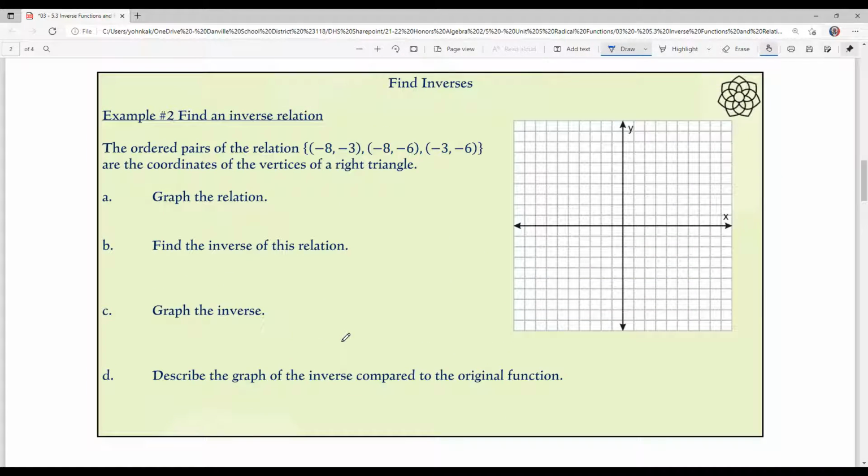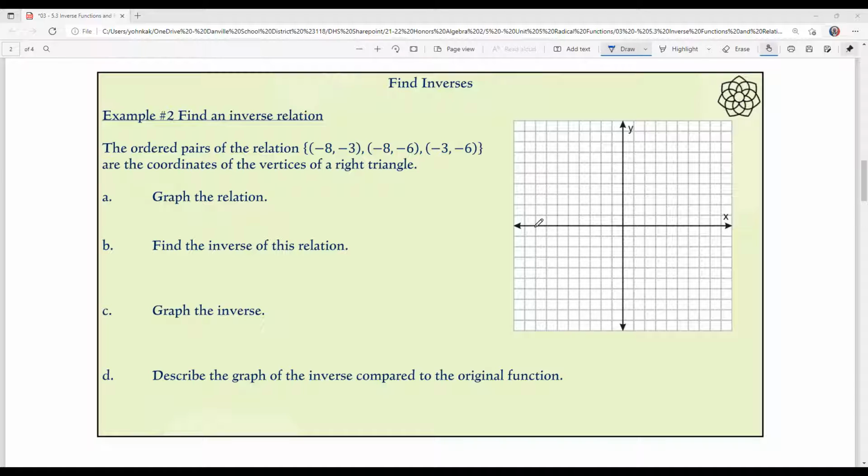All right, so example number 2, find an inverse relation. The ordered pairs of the relation are (-8, -3), (-8, -6), (-3, -6). These are the coordinates of the vertices of a right triangle. Part A says to graph the relation.